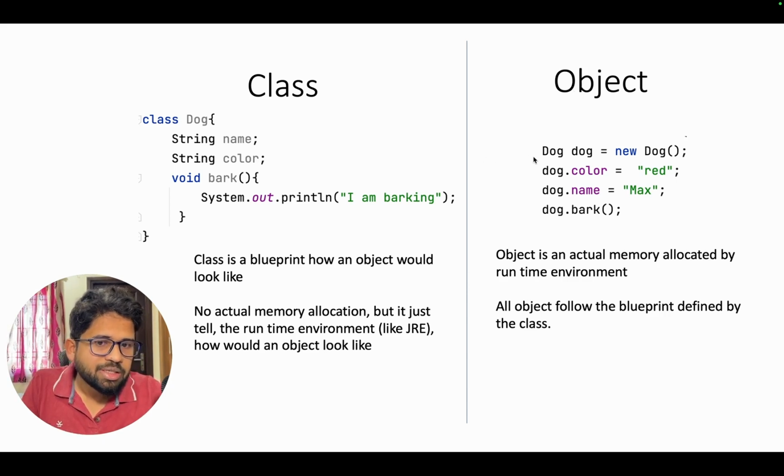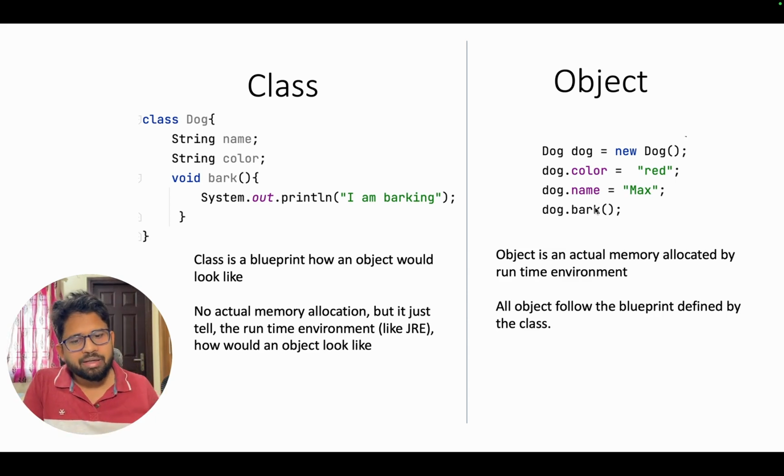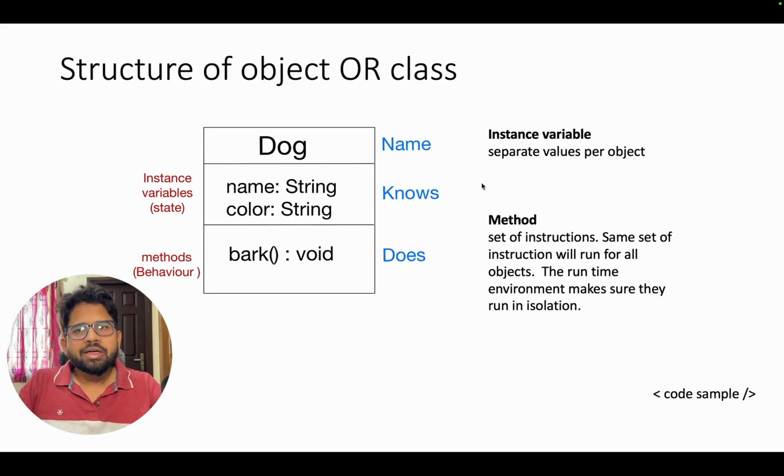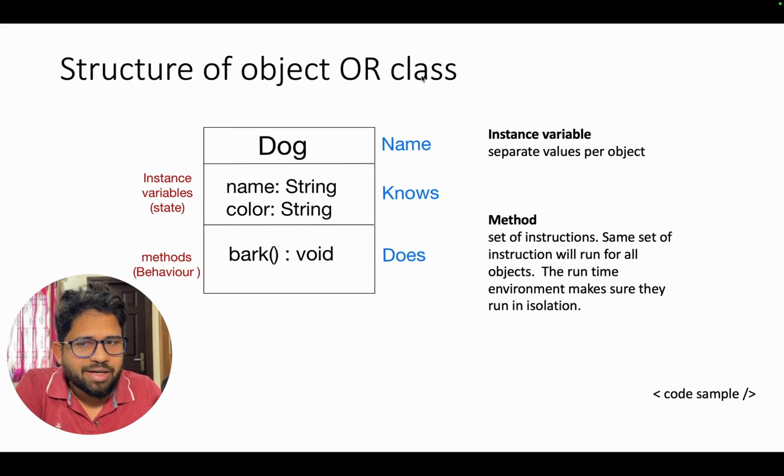Coming to the object, this is where the actual data lies. If you see an object, you would have the actual properties. For example, the color would be red and the name can be Max, and the object can have a bunch of actions as well, for example, barking. So this is the actual data, whereas the class was the blueprint. Now let's see what the structure of any object or class looks like. Why did I mention both object as well as class? Because the classes are the blueprint of the object. That is, the class would define the structure of the object.